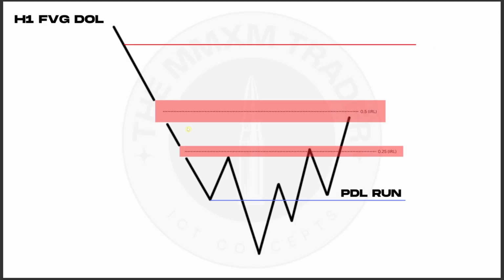Now we need to see those 1 hour fair value gaps in the 50% level. That is our draw on liquidity. Just like the bearish example, with this bullish example, we want to see previous daily low run, and then we aim for that 50% level 1 hour fair value gap.